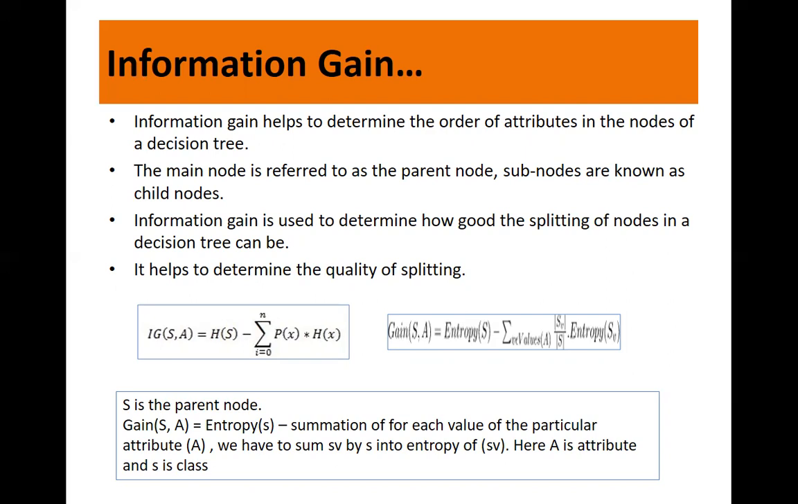We can use information gain to determine how good the splitting of nodes in a decision tree is. It can help us to determine the quality of splitting. The calculation of information gain should help us understand this reduction of entropy and gaining more information in it.